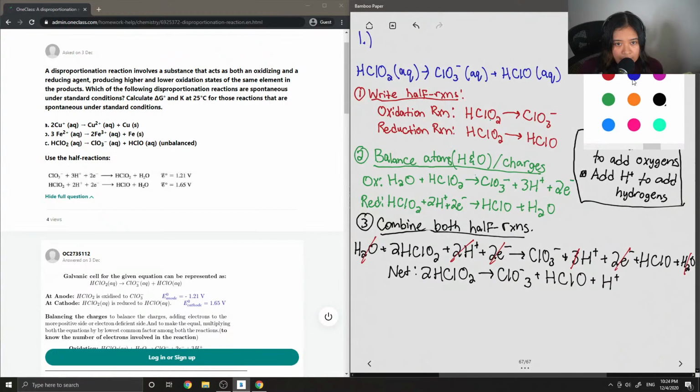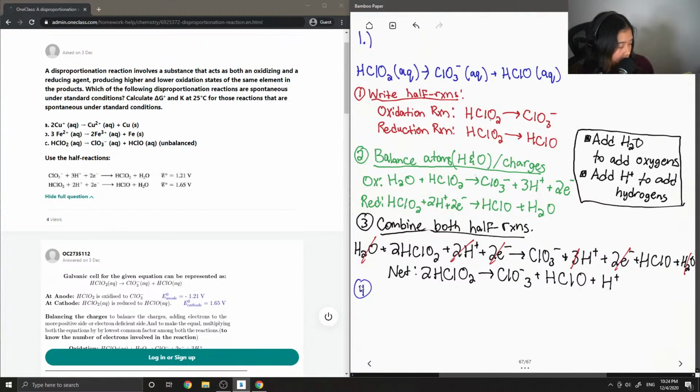Yep, so now we have our net balanced reaction. So step 4 is to find the overall reduction potential.